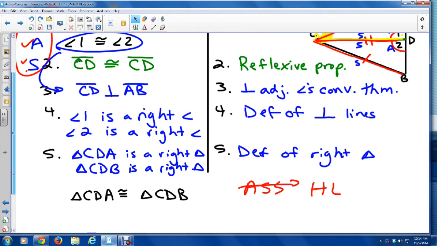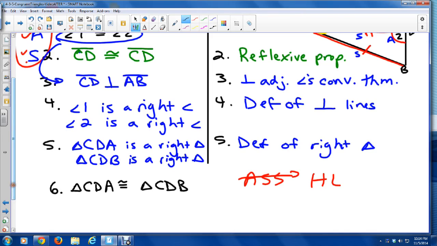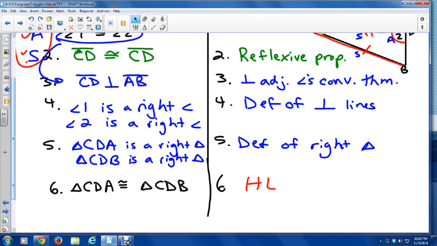As soon as I've said that, you now can legitimately go ahead and use your HL theorem, and we really don't need the ASS right now. We can go ahead and make the conclusion. We have our hypotenuse leg theorem, or shortcut. If you want to put shortcut, that's fine too. And we know the two triangles are congruent. Okay, that's probably the hardest one you'll come across in terms of, I know we had to do a little bit of work in here, steps 3 through 5, to be able to use our HL. That's why I wanted to walk you through that one.